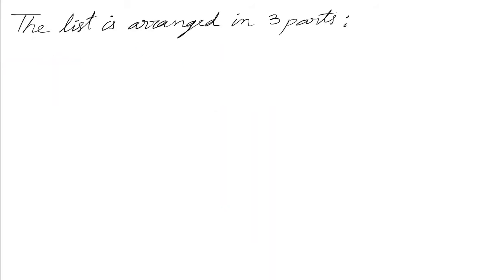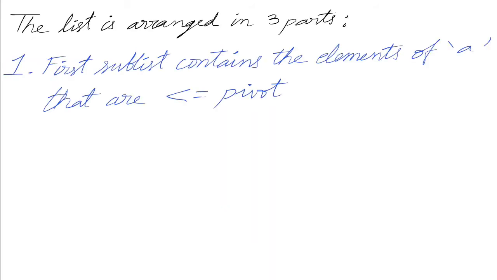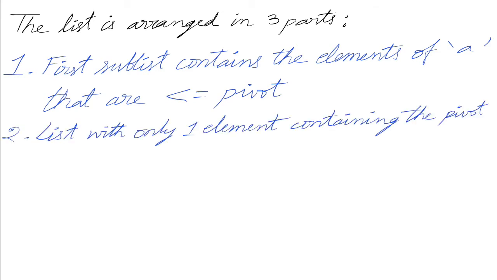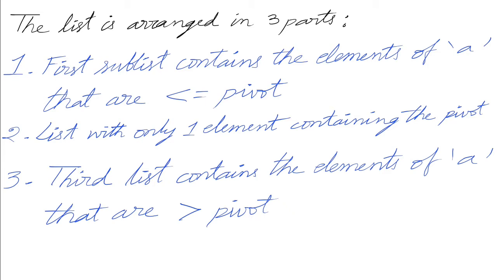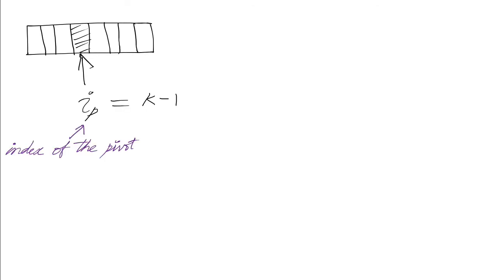The list is arranged in three parts. The first sublist contains the elements of A that are less than or equal to the pivot. Then a list with only one element containing the pivot, and the third list contains the elements of A that are greater than the pivot. So in the input list, we first pick a pivot. This is the index of the pivot. It could be k minus 1.